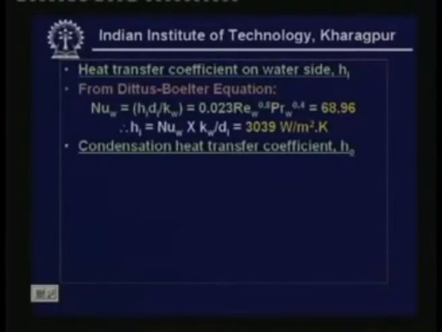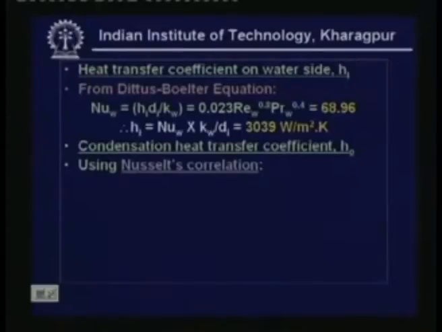Now let us find the heat transfer coefficient on the condensation side, the condensation heat transfer coefficient. Since this is a shell and tube type of condenser, obviously water is flowing through the tubes, so condensation is taking place outside the tubes. Since nothing is mentioned, let us take this as a horizontal shell and tube type of condenser. So let us use the correlation for condensation on horizontal tubes.